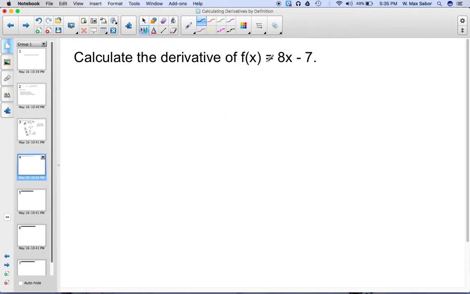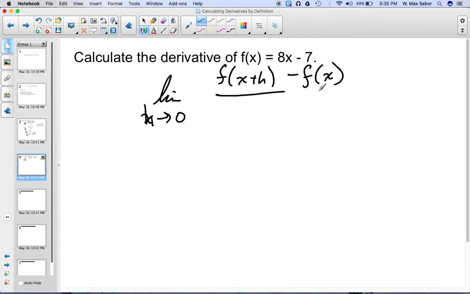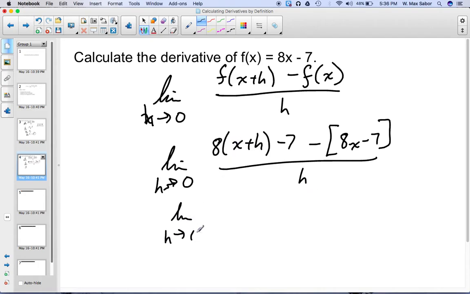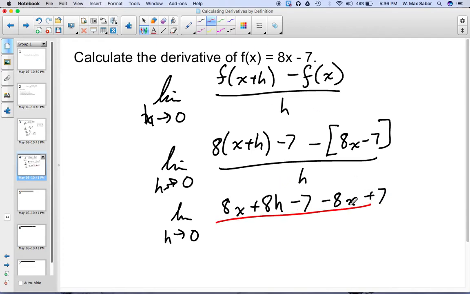Calculate the derivative of f of x equals 8x minus 7. The limit as h approaches 0 of f of x plus h minus f of x over h. So we have to plug in this in for x, and then plug in 8x minus 7 over h. Distribute: 8x plus 8h minus 7 minus 8x plus 7. And this is all over h.